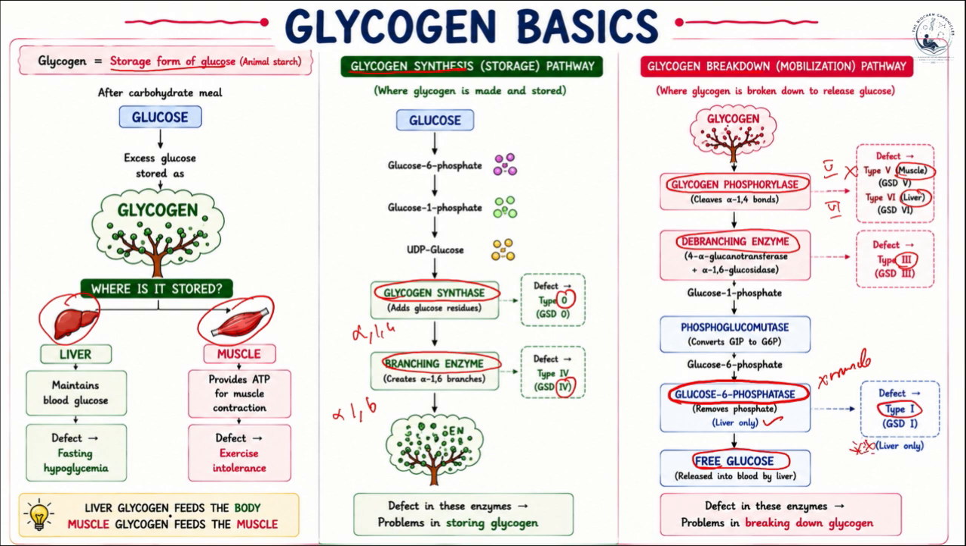And I have a quick easy trick for you to remember whether it is a liver or a muscle glycogen storage disorder. If you have a patient with fasting hypoglycemia, it is a liver glycogen storage disorder. If a patient complains of exercise intolerance, it is a muscle type of glycogen storage disorder.